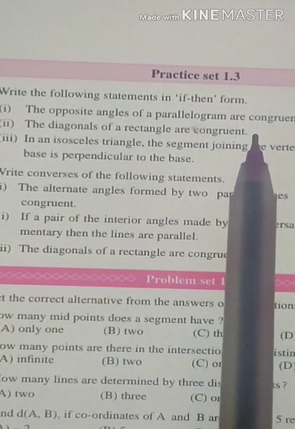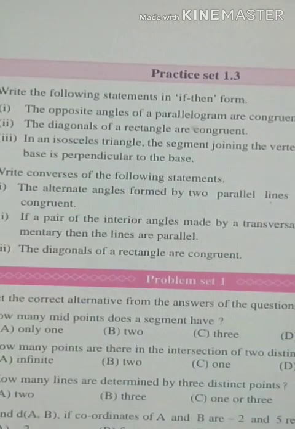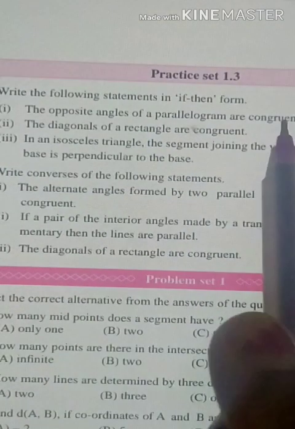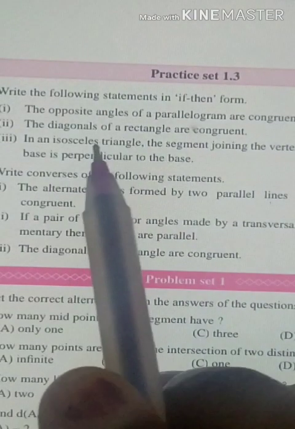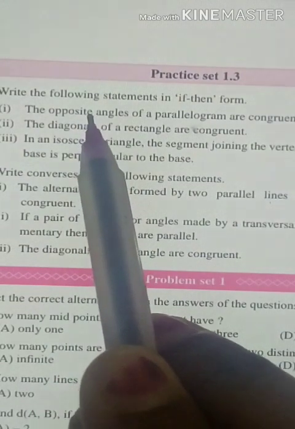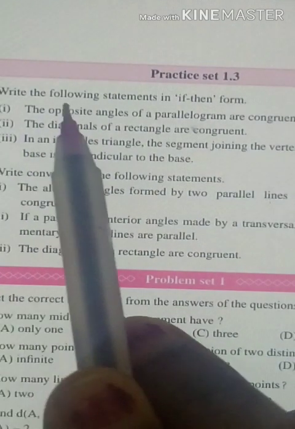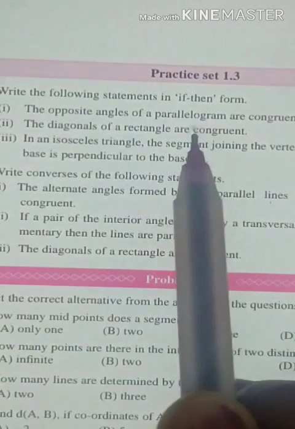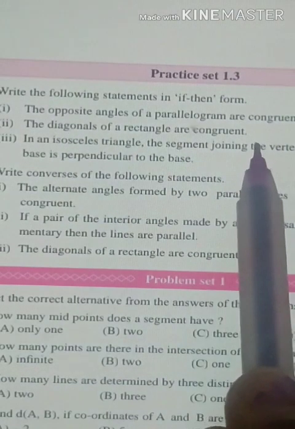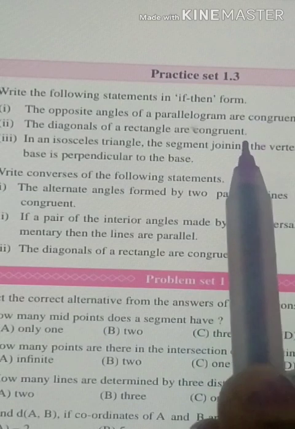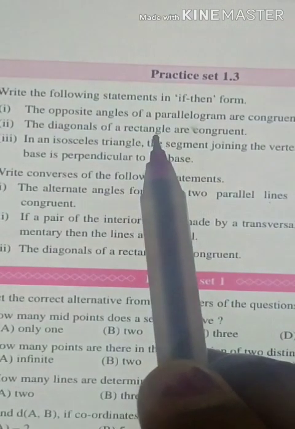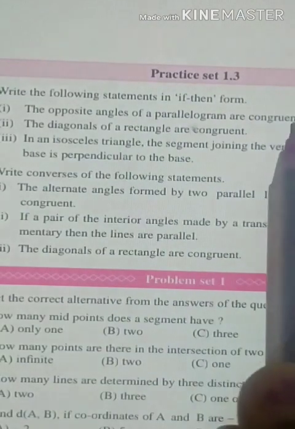Diagonals of a rectangle are congruent. A rectangle is again a quadrilateral, no? A four-sided figure. So use the same technique. Getting it? How we framed this? If a quadrilateral is a rectangle, then the diagonals are congruent. Both are similar, no?